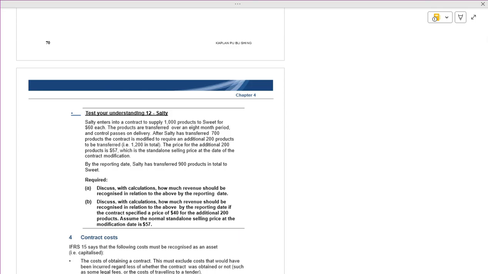Salty enters a contract to supply 1,000 products to Sweet at the rate of 60. The products are transferred over an 8-month period.